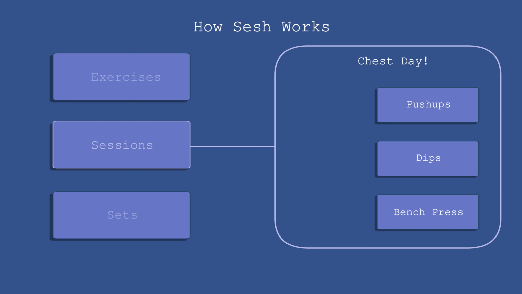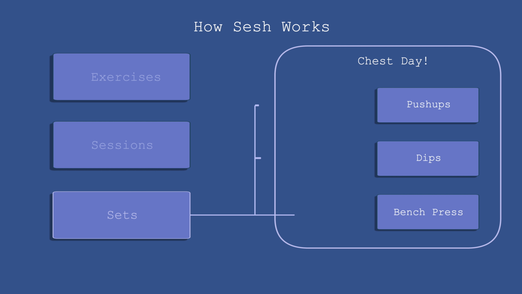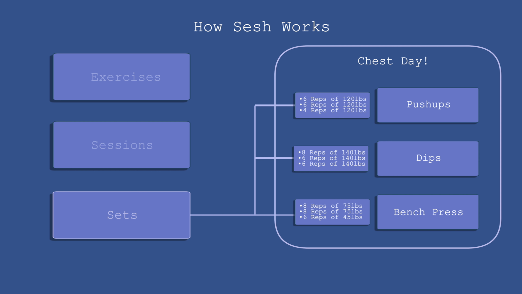Inside of the exercises in your sessions, there will be sets. That will describe the amount of reps that you're doing and then the unit that is associated with that exercise. So for example, if you're doing a weight exercise, then you're going to have kilograms or pounds. And if you're doing a long distance exercise, then that's going to be miles or kilometers.